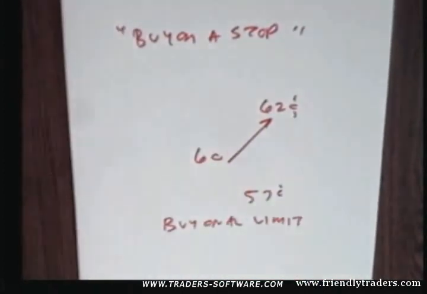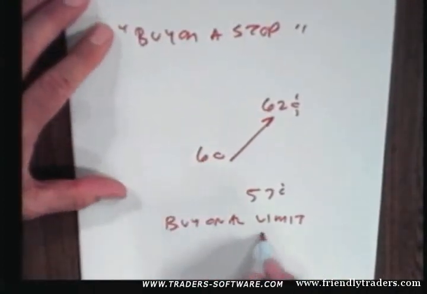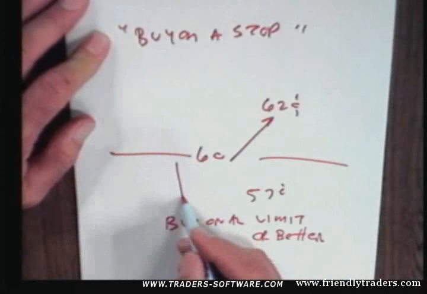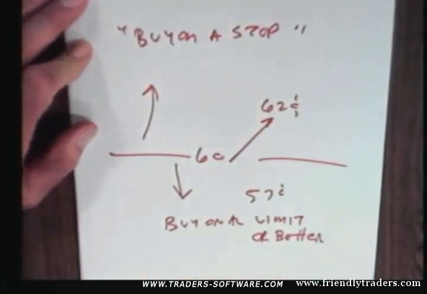So prices must move to a limit order. They must go down. That's limit or better, which is buying below the market. This is the market. Buying below it is the limit. Buying on strength above it is buying on a stop.